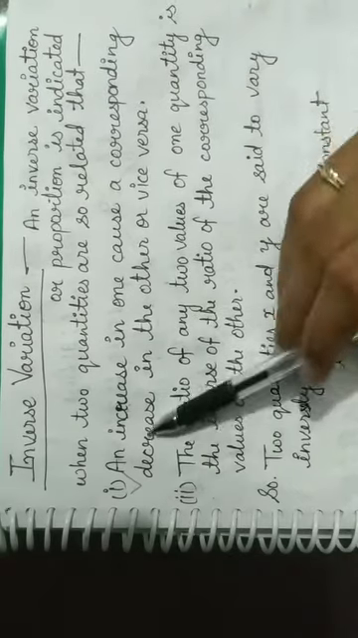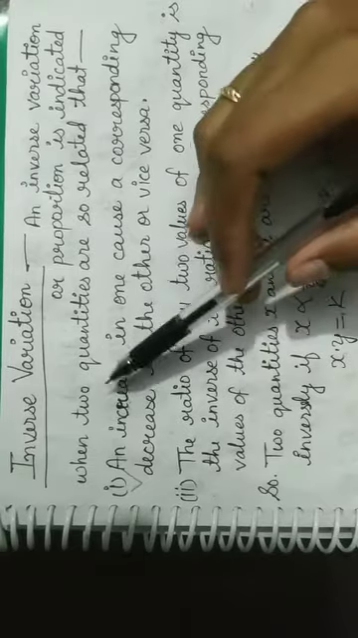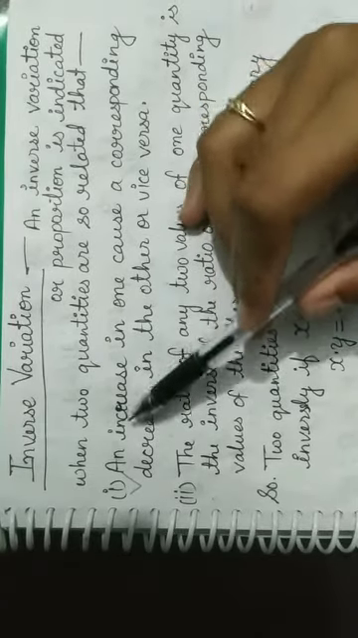Now let's go through inverse variation. In inverse variation, one thing is opposite, and the rest of the things are common. Just go through the rules. An inverse variation or proportion is indicated when two quantities are so related that an increase in one causes a corresponding decrease in the other, or vice versa. Vice versa means we repeat this statement after swapping the increase and decrease.